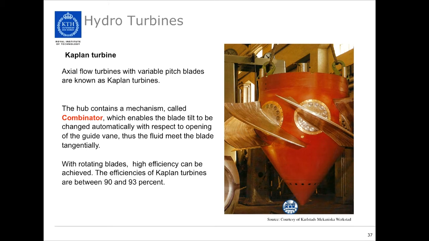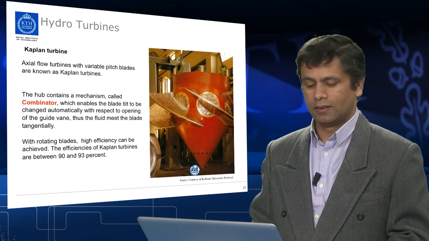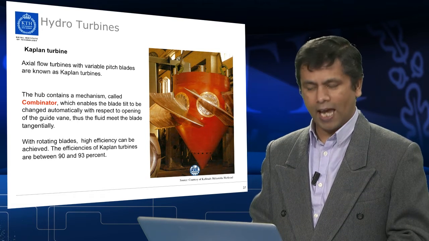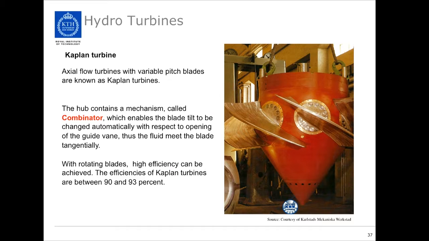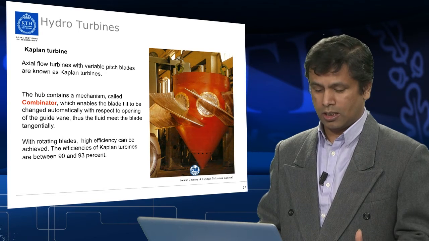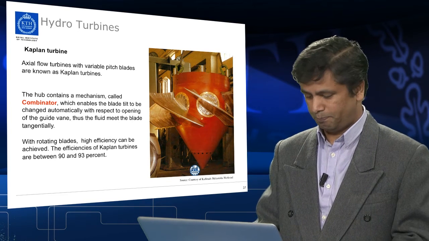The Kaplan turbine is another axial flow turbine with variable pitch blades, and the hub contains a mechanism called a combinator, and this enables the blade tilt to be changed automatically with respect to the opening of the guide vanes. Thus, the fluid meets the blade tangentially. With the rotating blade, it can achieve high efficiency of 90 to 93%.